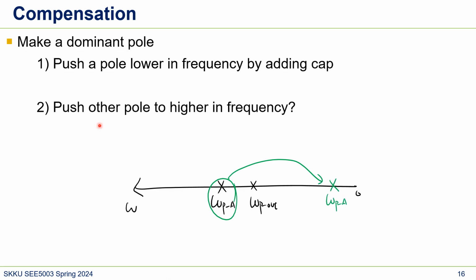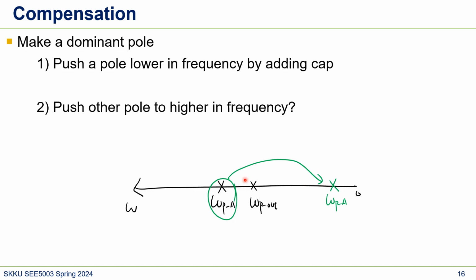And the other thing is to push the other pole to a higher frequency. Actually, to make something faster means we need to increase the current, right? That's the easiest way. For example, here, to make this faster, we may have to increase the current, which means we need to decrease the resistance, or something like that. But we're not doing that. Our main way of compensation is to move this pole to a lower frequency.